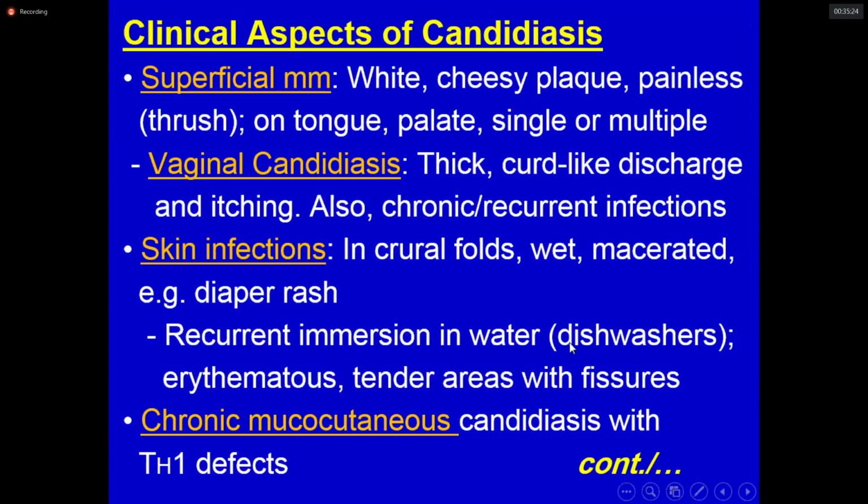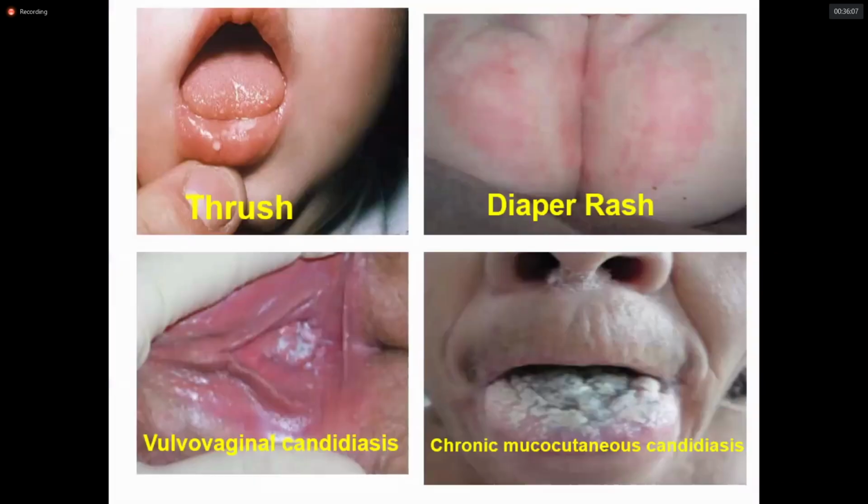Recurrent immersion in water, dishwashers, دول العمال اللي يشتغلوا في المطاعم لفترة طويلة أو يشتغلوا في الحمامات العمومية، يصير عندهم infection في القدم أو في اليد إلى آخره نتيجة wet areas. And the area will become erythematous, tender areas with fissures. Chronic mucocutaneous candidiasis, when there is defect in Th1, which lead to an increase in the activity of Th2, which result in a chronic mucocutaneous candidiasis.